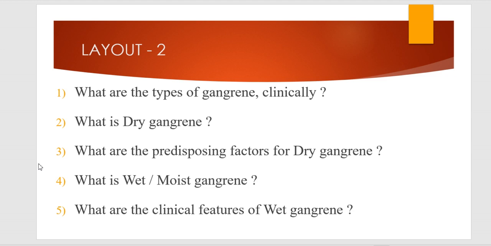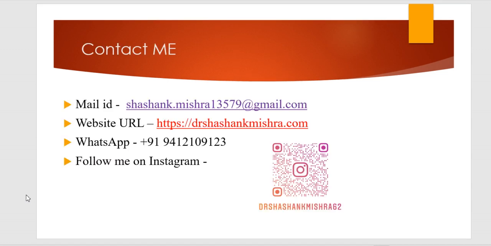So these are the basic 5 questions that may be asked during your Viva VOC if you are going to have gangrene or peripheral vascular disease patients. So these are the questions as we have discussed in the first video. What are the types of gangrene clinically? What is dry gangrene? What are the predisposing factors for dry gangrene? What is wet or moist gangrene? And what are the clinical features of wet gangrene? Along with probably a few snaps also. So again, you know that.